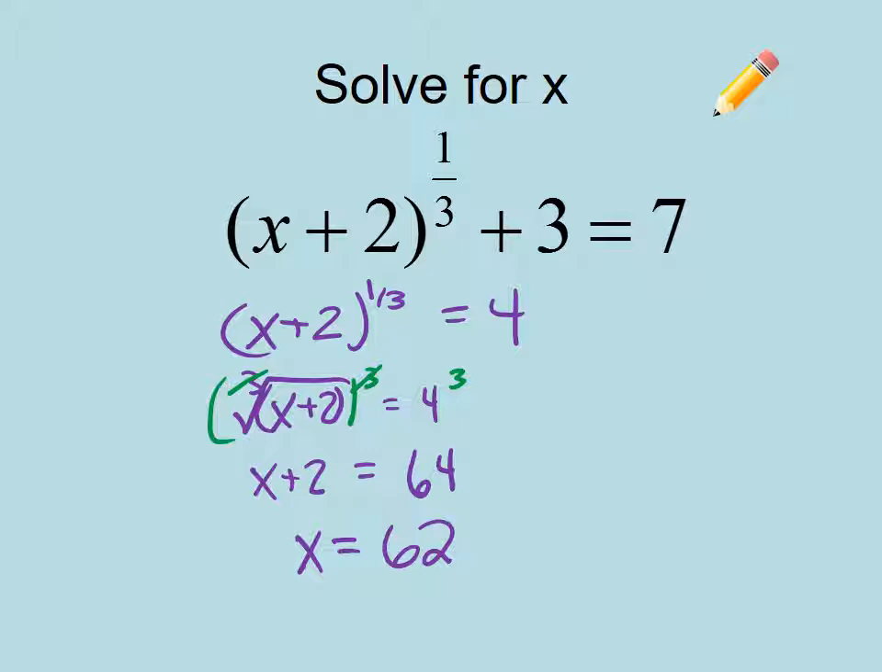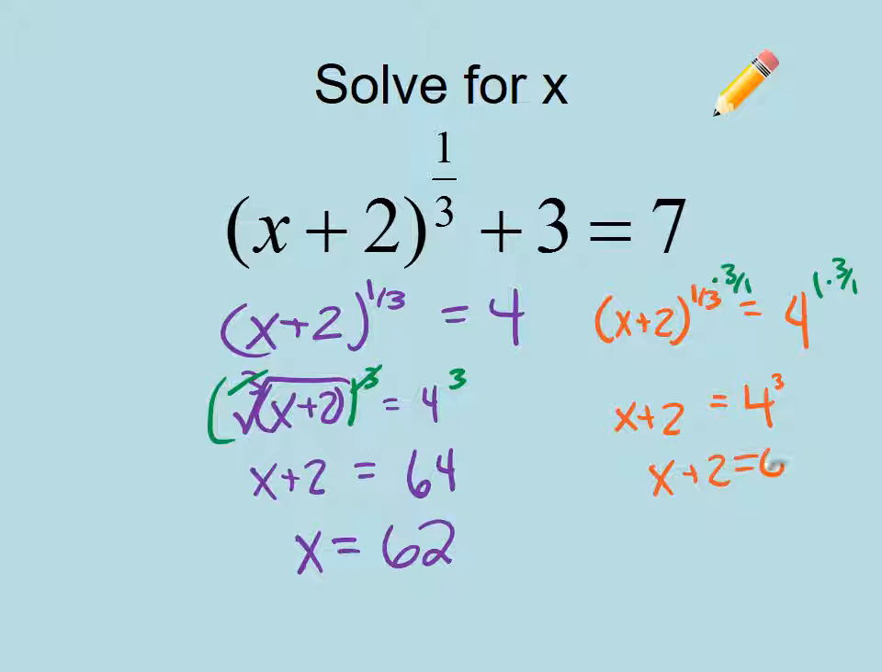Again, you have that additional option. If I would rather multiply the exponents by the reciprocal, which would mean times 3/1, 1 times 3/1. That would take my left side down to x plus 2 and my right side 4 to the 3rd. We still arrive at the same solution. So again, please write down the option that makes the most sense to you. Stick to that method.